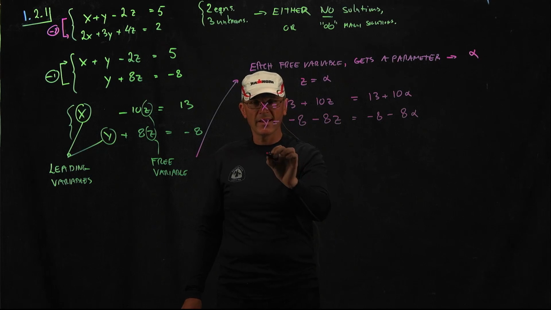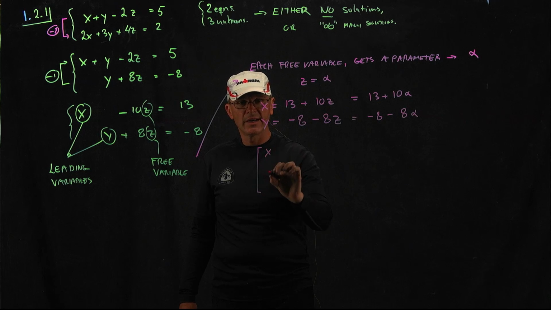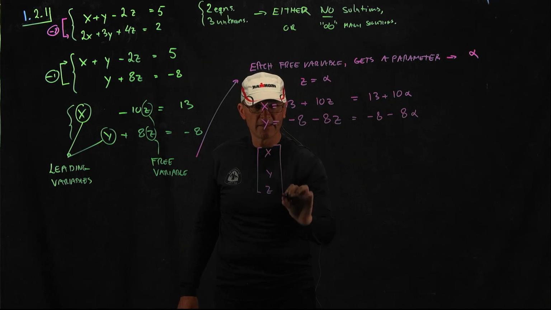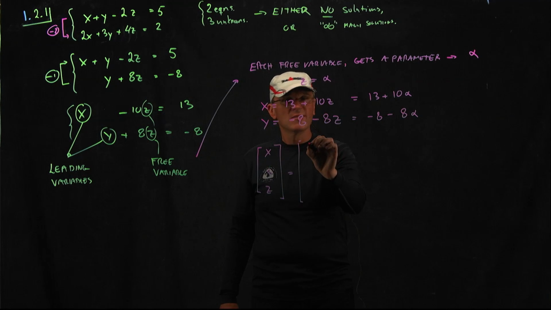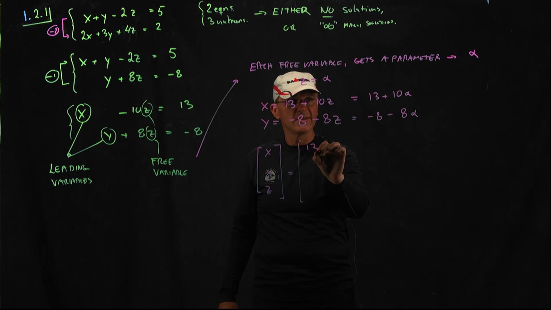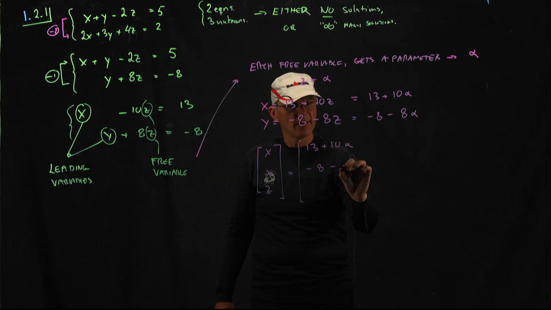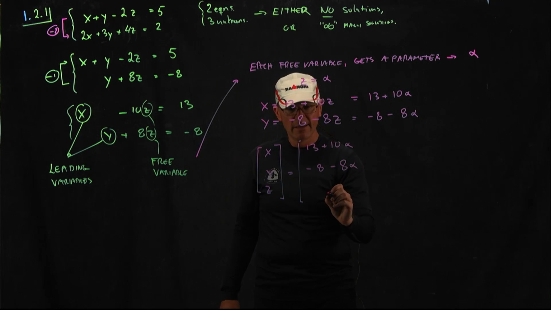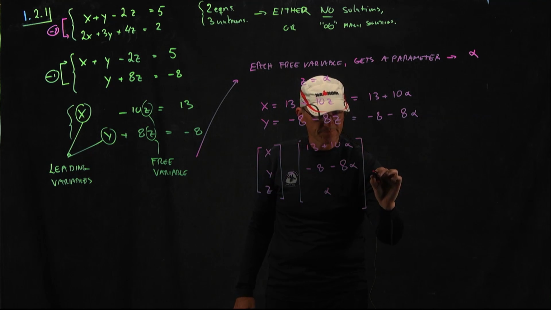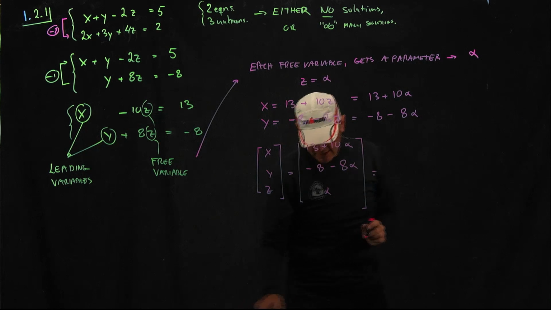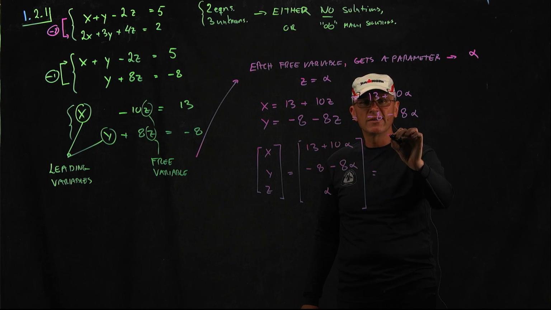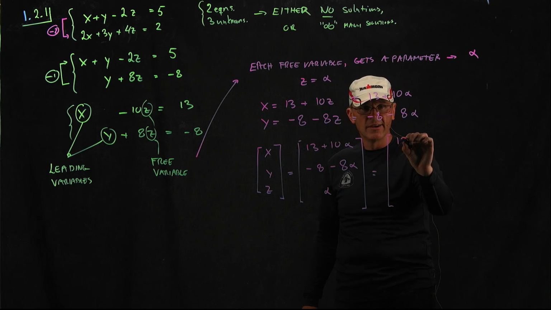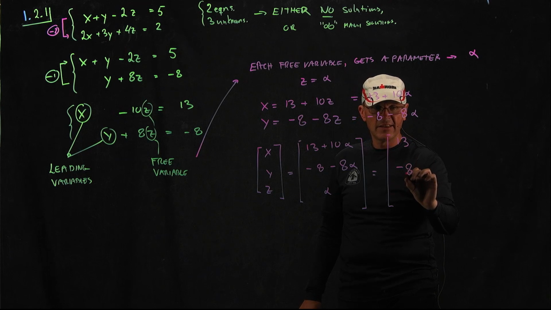So if we collect that, we can write X, Y, and Z, right, everything in terms of alpha. Right, so we have X being 13 plus 10 alpha, Y is negative 8 plus negative 8 alpha, and Z is alpha. And again, we usually like to split out the constant and the variable part. So we have the constant part being 13, negative 8, and 0.